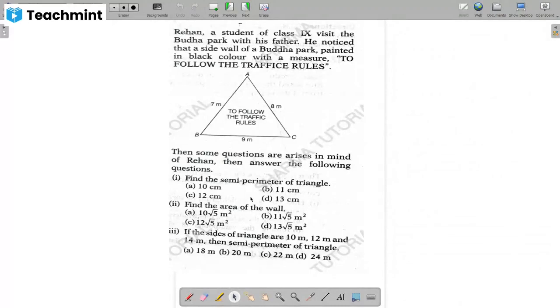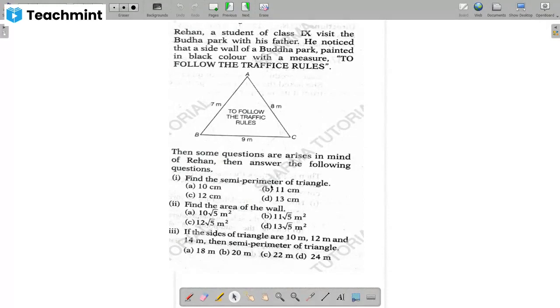So here this board is also triangular in shape, and the dimensions of the board are already given. When you see, one side is 7, another is 8, and the next side is 9 meter, it means it's not an equilateral triangle, it's a scalene triangle. All sides are different. Okay. So the first question given is find the semi perimeter.